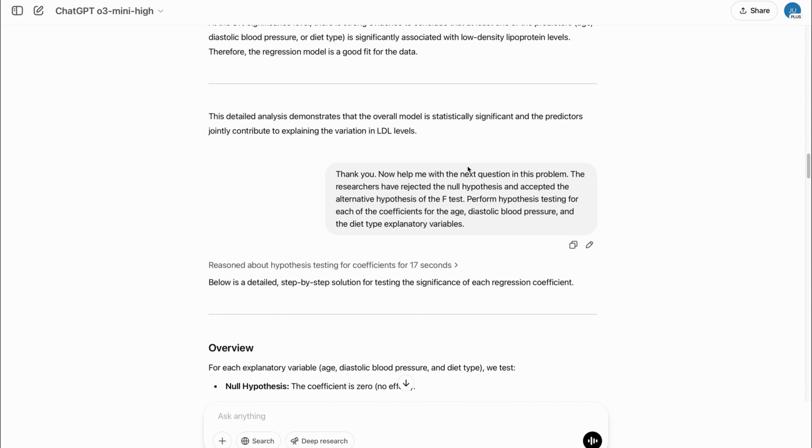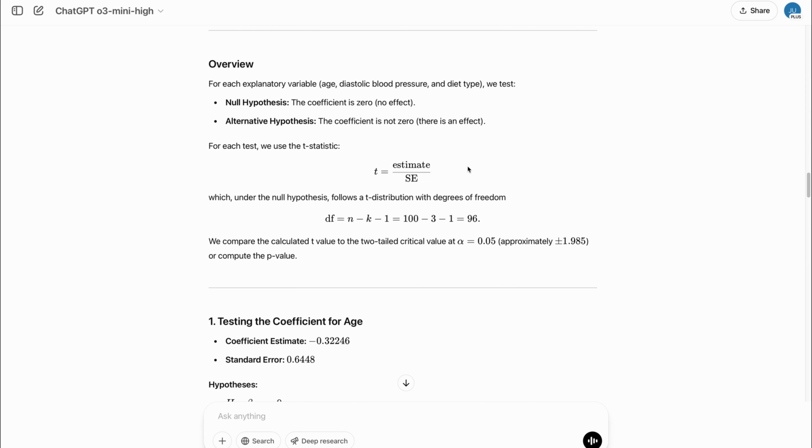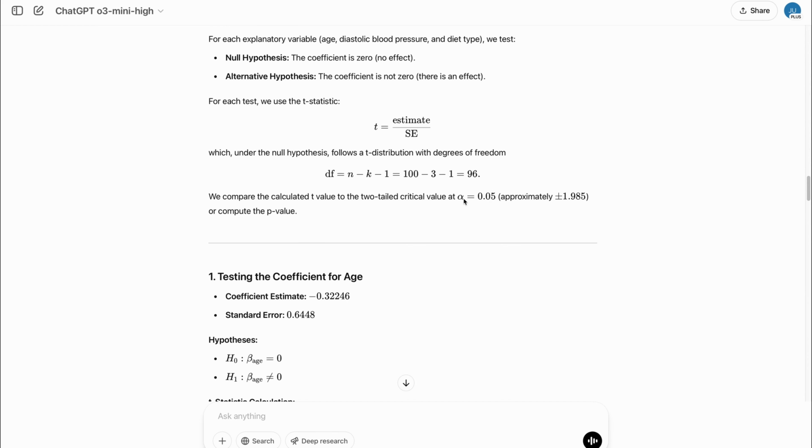And then I said, next, now help me with the next question. This problem: researchers have rejected the null hypothesis and accepted the alternative hypothesis of the F test. Perform hypothesis testing for each of the coefficients for the age, diastolic blood pressure, and the diet type explanatory variables. And ChatGPT reminds us how to calculate the T statistic. It's just going to be that coefficient estimate divided by its own standard error. And for the degrees of freedom, it uses N minus K minus 1, but its K, remember, is not the same as ours. Ours would be N minus K, the sample size minus the number of parameters, and we get to the same result, 96.